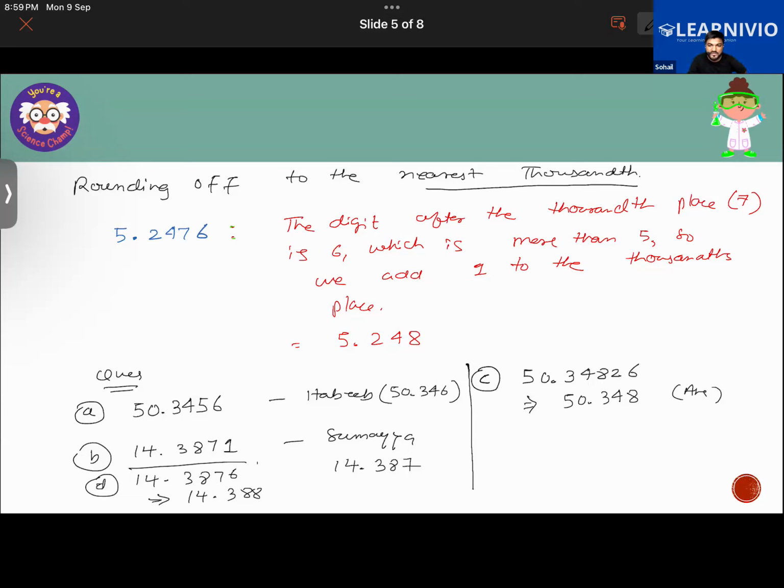Also, in question C, there were more than 4 digits after the decimal. They are 5 digits here. But we have to focus on the question. The question is saying to round off to the nearest thousandth only. So the fourth digit after the decimal point is 2 here. The digit we have to focus on is 8 here. And right next to 8, you have 2, which is less than 5. So keep the thousandth place as it is and remove these two numbers. Everything will be eliminated. Only 348 will be left here after the decimal.